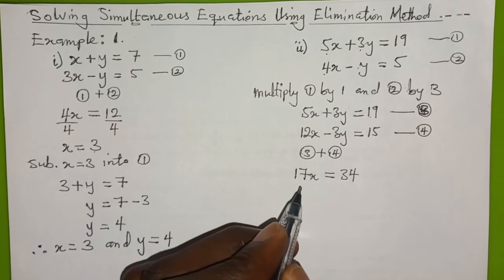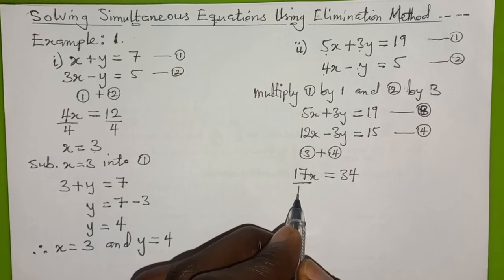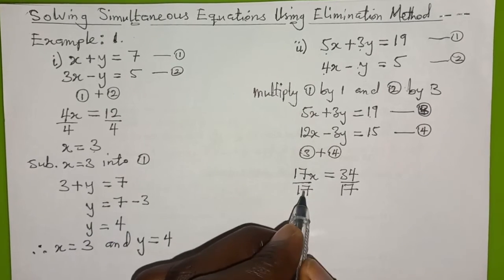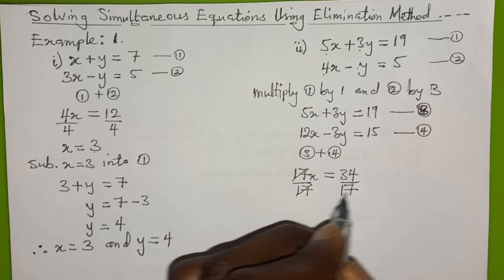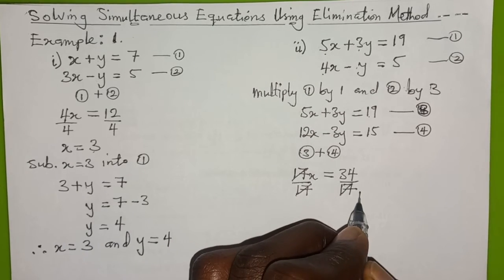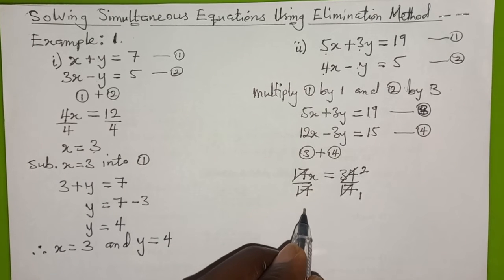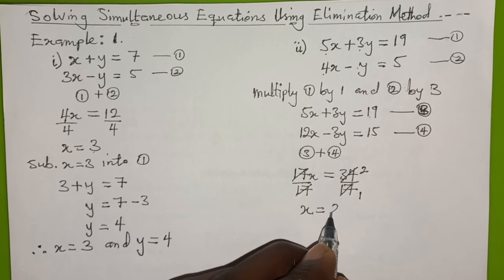So this is also looking simple. This will be over 17, over 17. This will cancel this, and this will also cancel itself. 17 goes into 34 2 times. So this will become x equals 2.